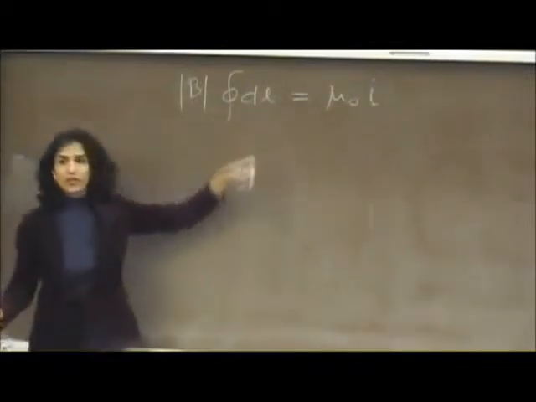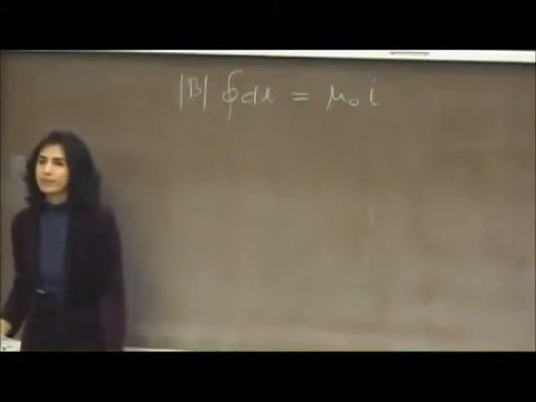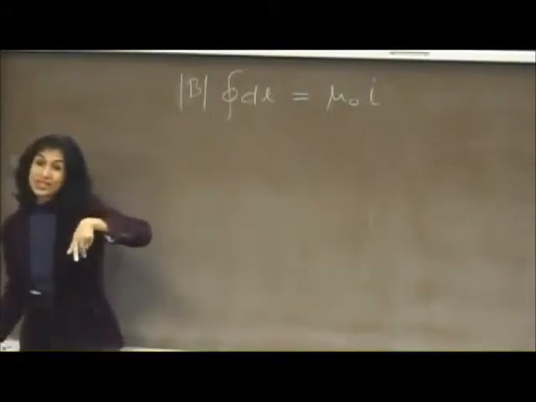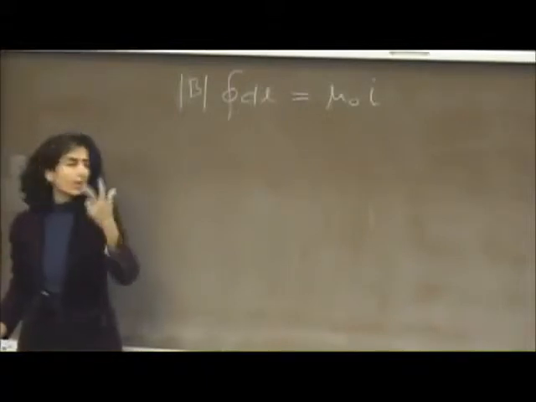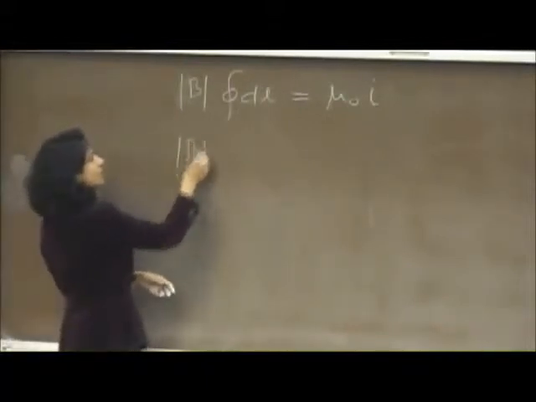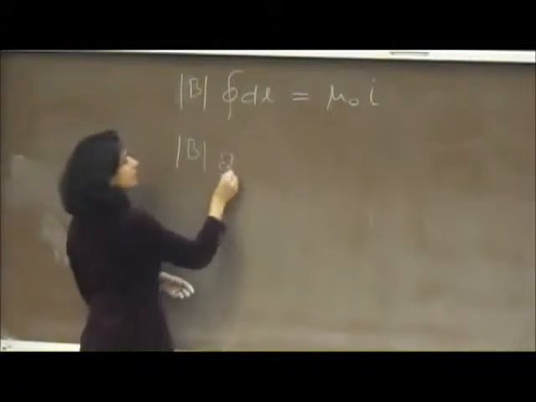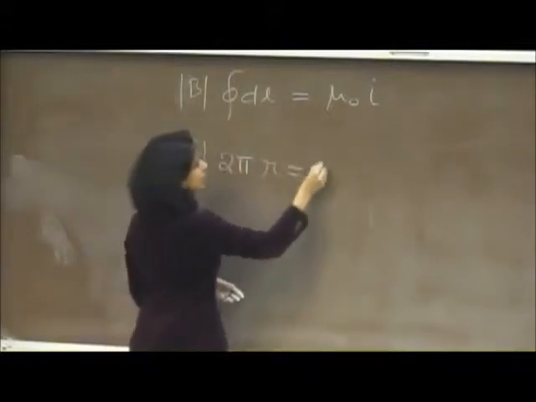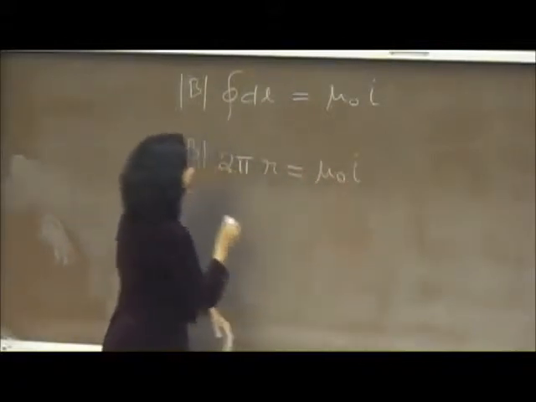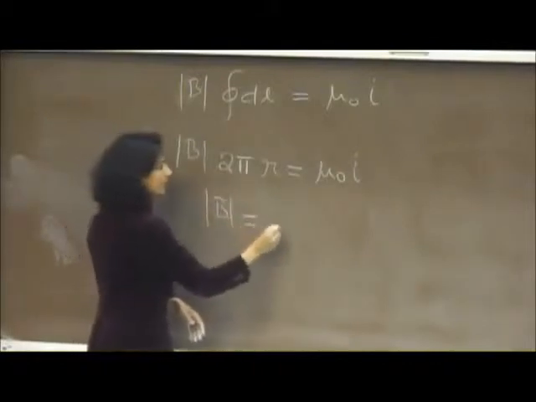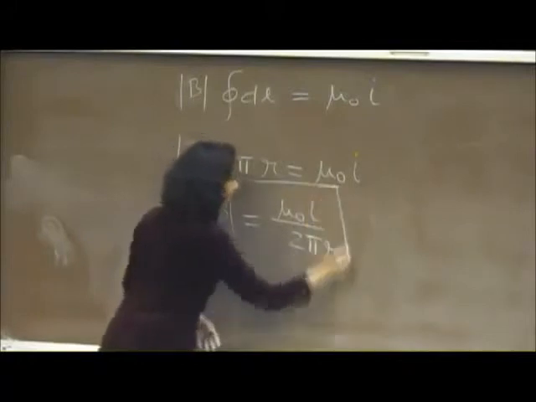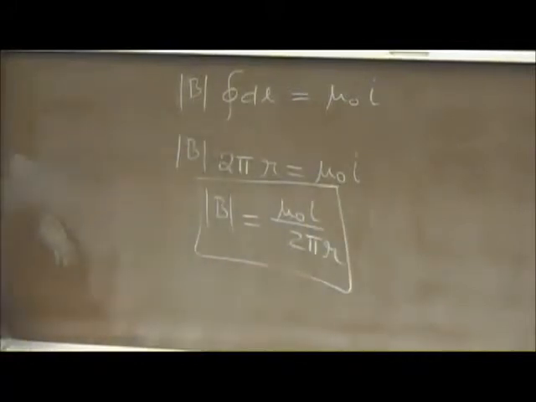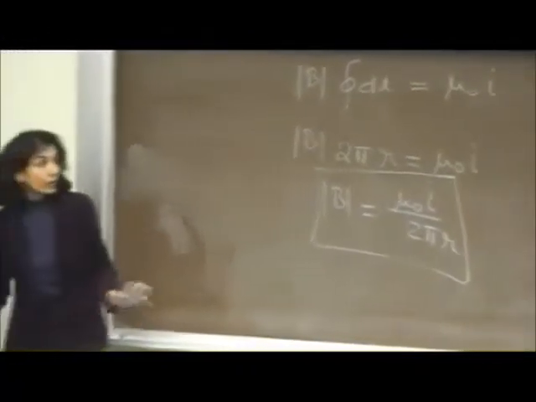What is the integral of dl over the closed loop? We chose it to be a circle, right? The circumference of a circle is? Very good, it's 2 pi r. So basically we have B times 2 pi r is equal to mu 0 times the current, and hey, we have it. B is equal to mu 0 I divided by 2 pi r. So now we know everything there is to know.